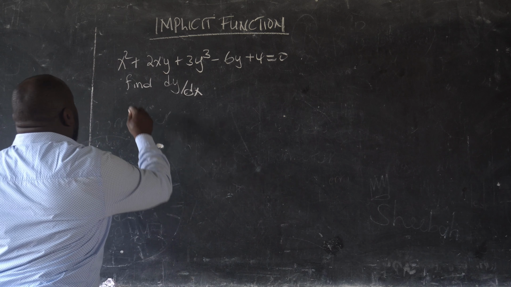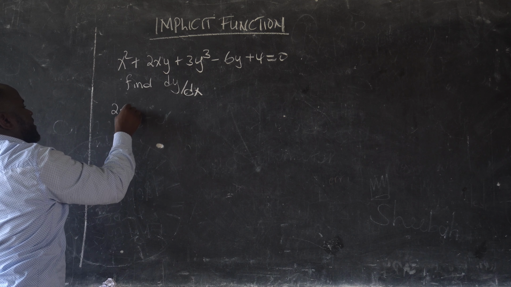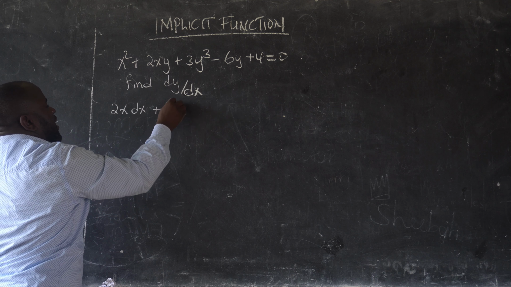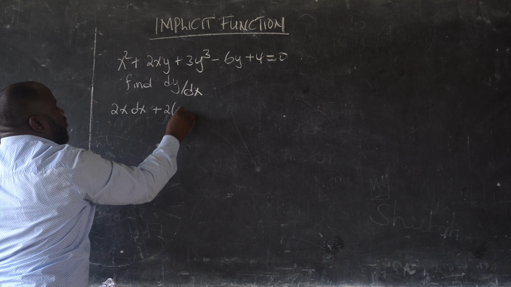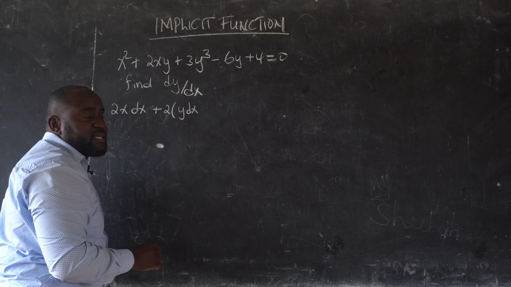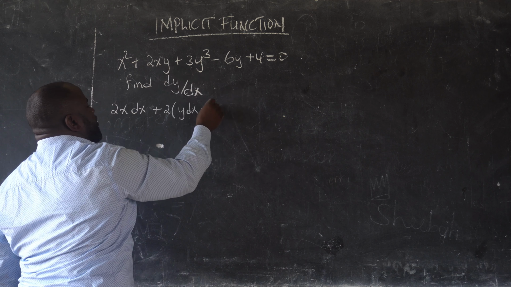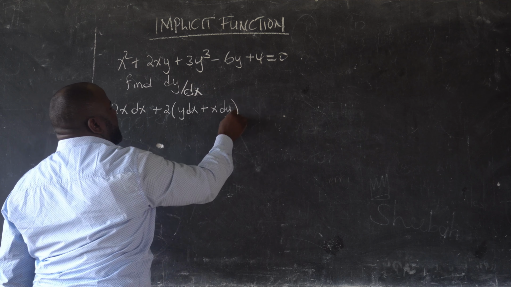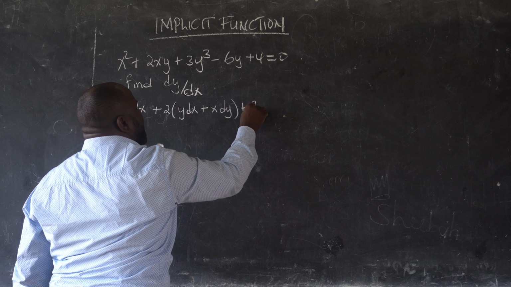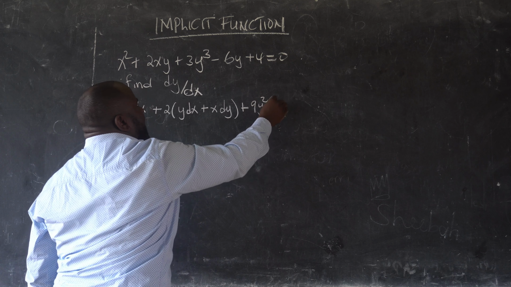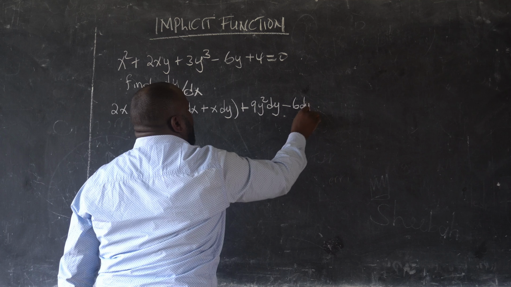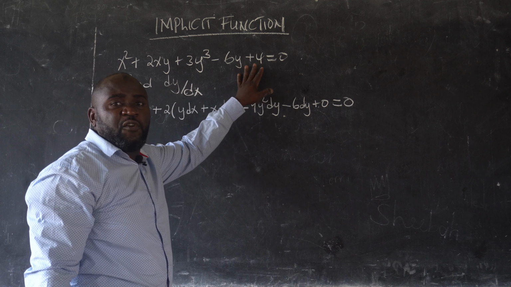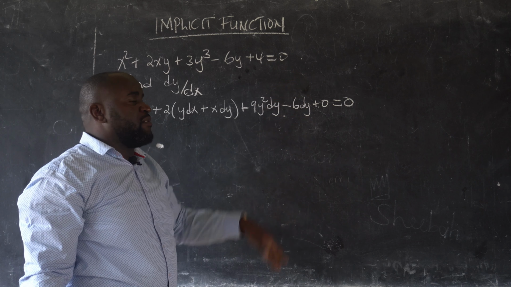So to begin with, I will differentiate x squared, for example, 2x with respect to x, plus differentiate 2xy. If I differentiate x, I will get y when I've differentiated x with respect to x, plus now keep x a constant, differentiate y, I will have differentiated y with respect to y, plus when you differentiate this 3y cubed, you will have 9y squared with respect to y, minus 6 with respect to y, plus 0 is equal to 0. When I differentiate a 4, I get a 0. The other side had a 0 already.